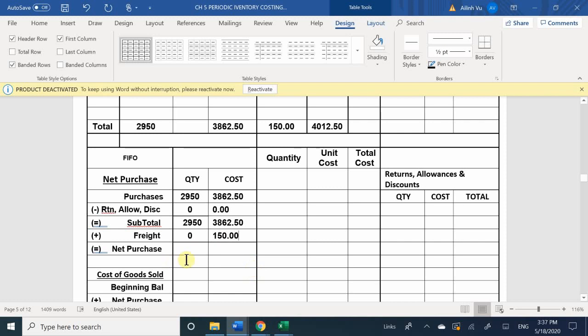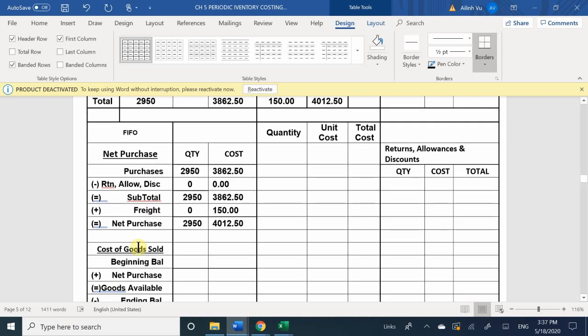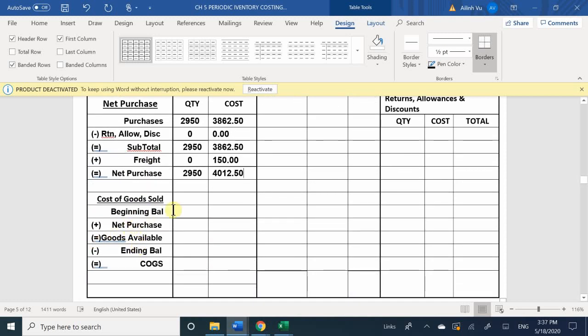Okay. How much was freight? $150. So therefore, our net purchases is still going to be $2,950. At how much? $4,012.50. Yes. Okay. Good.